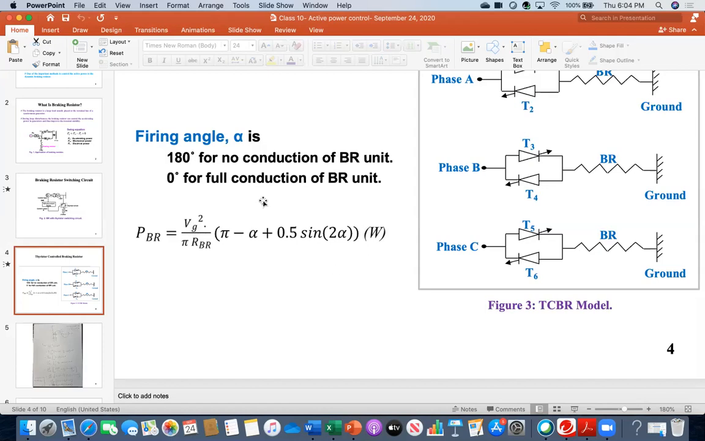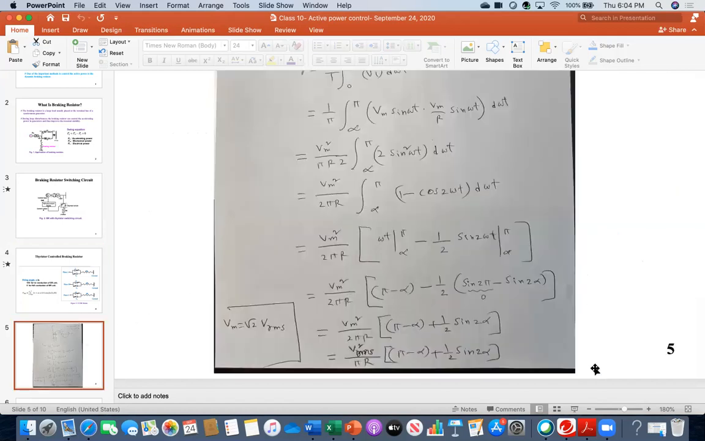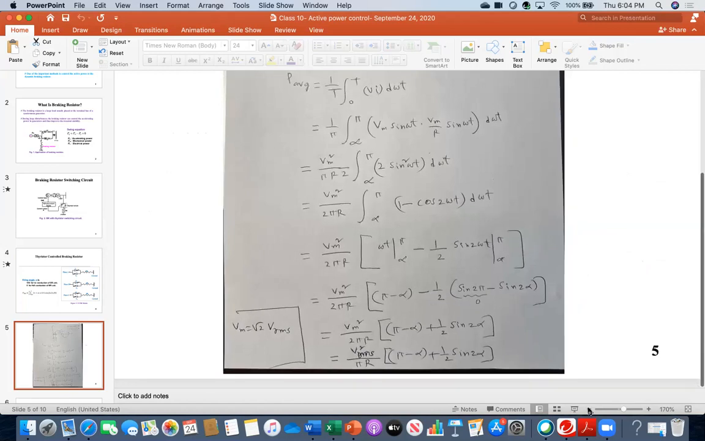So by using this equation, you can calculate the power consumption, how much power needs to be consumed by the resistor to maintain the stability of the system. So everybody, could you follow me so far? Yes, sir. Yes.